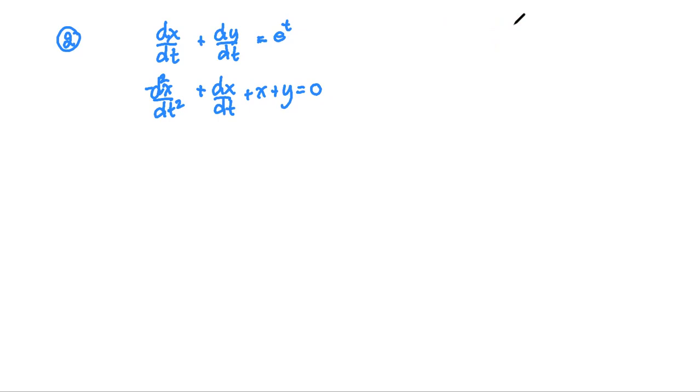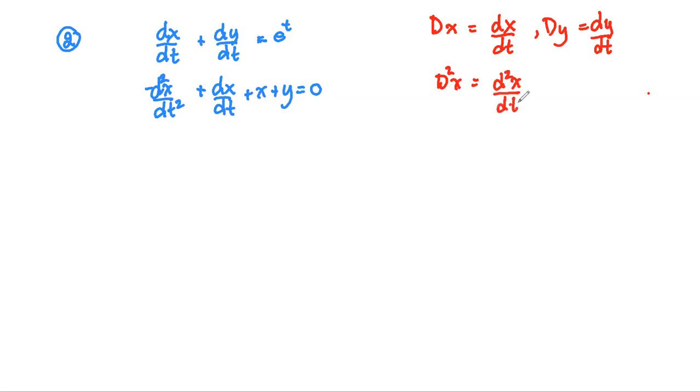In this example, we have the system of two equations. As the first one, dx/dt plus dy/dt equals e to the power t. And the second equation as negative second derivative of x with respect to t plus dx/dt plus x plus y equals 0. Use the operator D as D of the x variable is the same as dx/dt, and D of y is the same as dy/dt. D squared x is the same as the second derivative of x with respect to t.